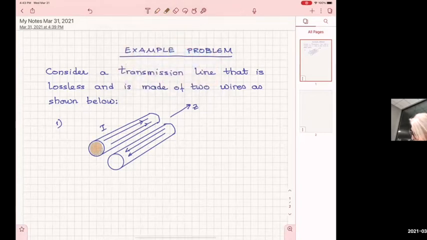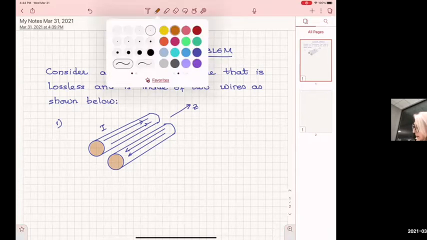And it says that this one acts as a transmission line, because one current goes from one wire and the other is the return wire. And it gives you everything. It gives you this Z.